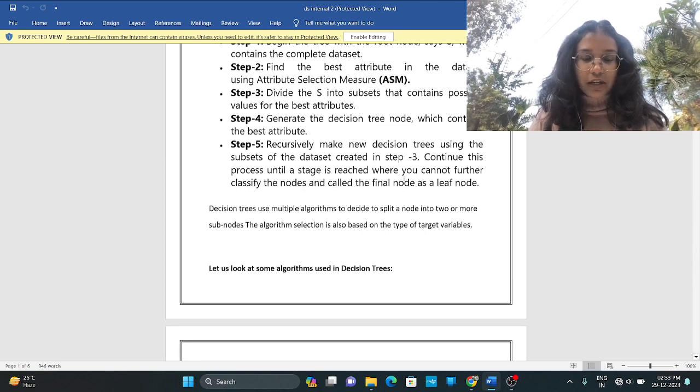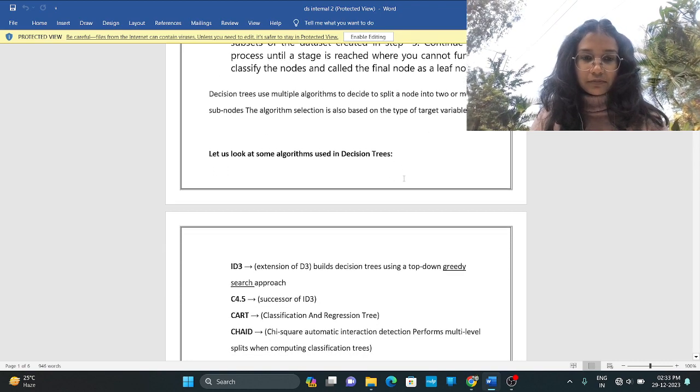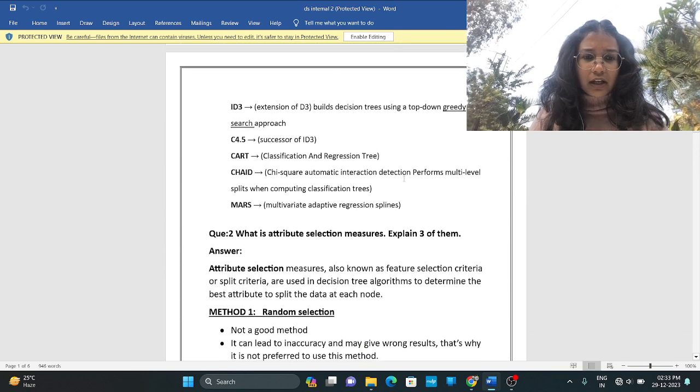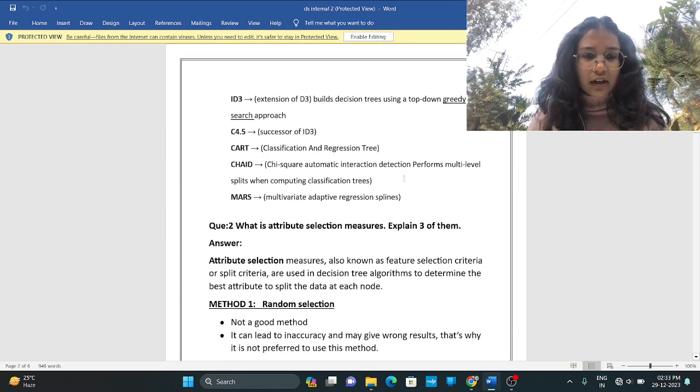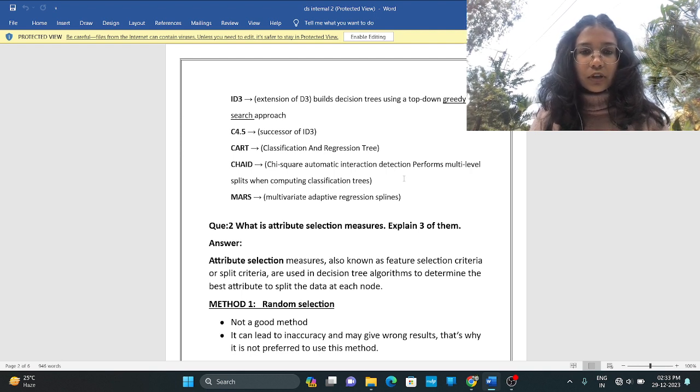as a leaf node. Decision tree uses multiple algorithms to decide to split a node into two or more subnodes. The algorithm selection is also based on the type of target variable. Let us look at some algorithms used in decision tree. ID3, extension of D3. Builds decision tree using a top-down greedy search approach.